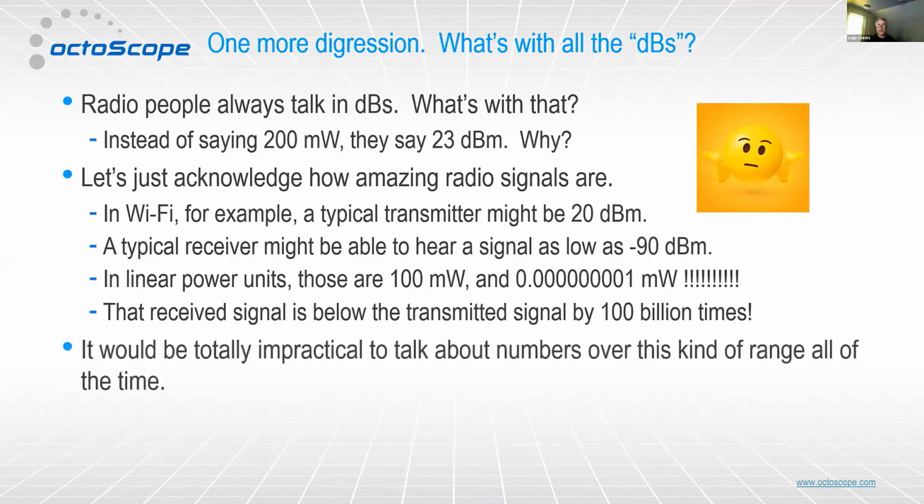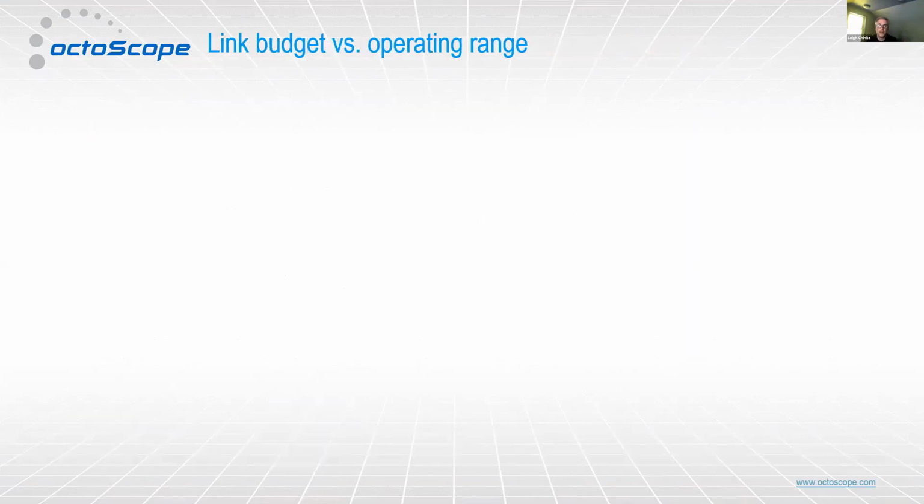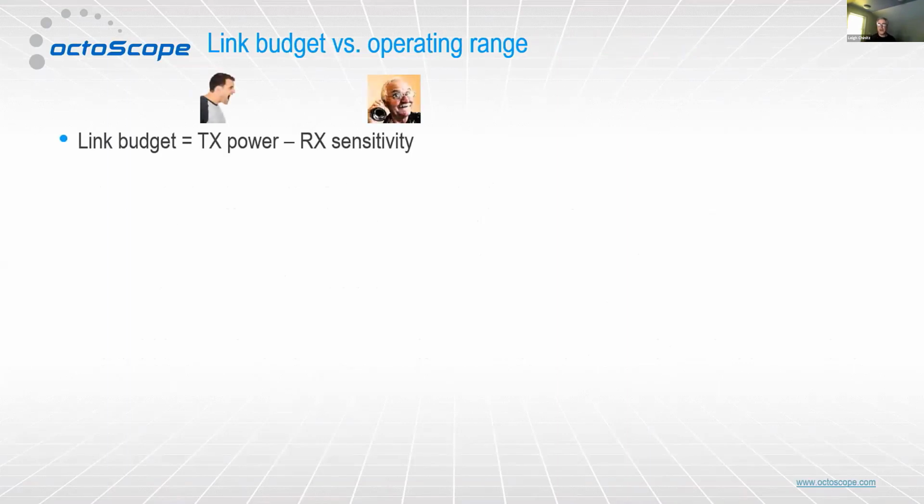But as you can imagine, it would be really impractical to talk about things, when you're actually working day to day, in these kinds of ranges. It's just impossible. So that's why people use dBs. It's a much more convenient mechanism for referring to these dramatically different scales of numbers that we have to deal with in radio. Okay, so let's get to link budgets now.